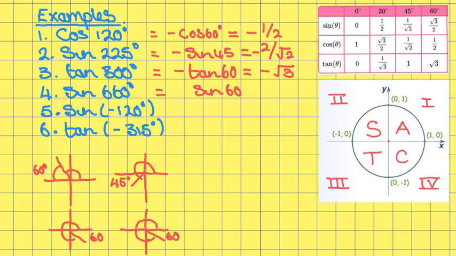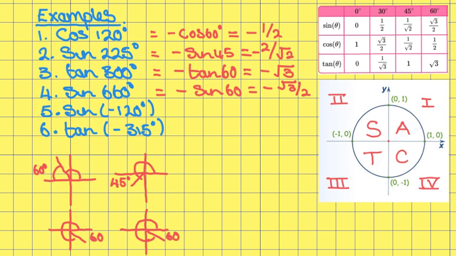Now I've just got to decide whether it's positive or negative. Well, I'm in quadrant 4, and the only positive is cosine. So this would be minus sine 60. So if we go to our table, we want sine and we want 60 degrees, and it is root 3 over 2. So it will be minus root 3 over 2.